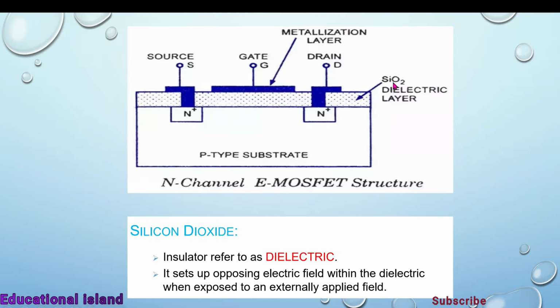Here is a SiO2 silicon dioxide layer which acts as insulator or dielectric medium. It sets up an opposing electric field within the dielectric when exposed to an externally applied field. Here SiO2 acts as dielectric medium and the whole arrangement is placed on p-type substrate. And this is the schematic diagram of E-MOSFET.